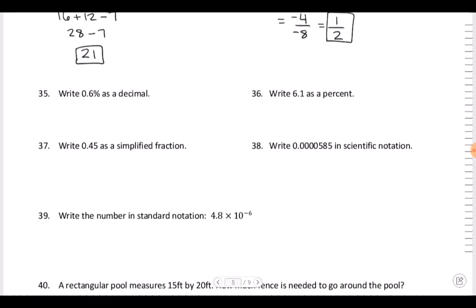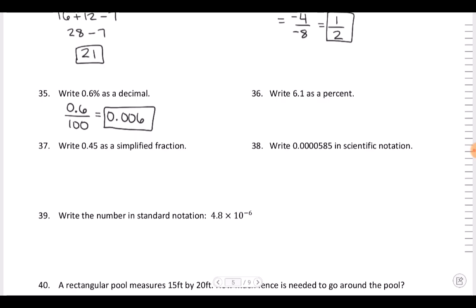35 and 36. Let's see. Well, 35 says write 0.6% as a decimal. So when it says 0.6%, that's percent, that means per 100. So if you wanted to type that into your calculator and say, okay, 0.6 divided by 100, then what that does is it moves your decimal 2 places to the left, and it gives you 0.006, right? So 2 places to the left, and then that gives you those 2 zeros in front of the 6. That's all for that one.